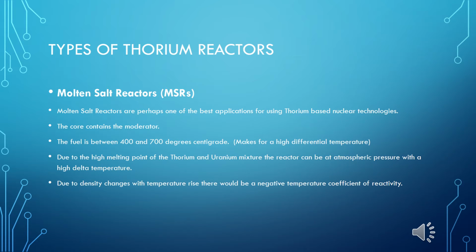Because the salt has to be kept at a high temperature of around 700 degrees centigrade, it allows for a high differential temperature. And what's really great about this is that the reactor can be kept at atmospheric pressure, whereas with a water type moderator at these temperatures you have high pressures, and it requires more engineering to be involved. So you're dropping the pressure, which is making the reactor safer to operate.